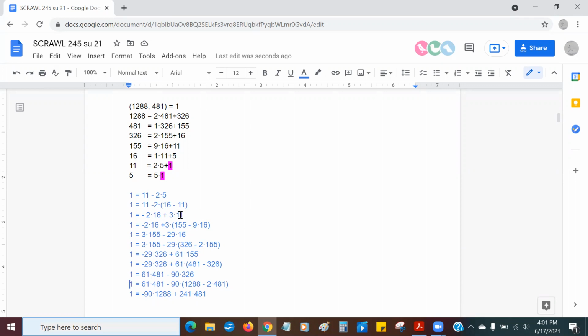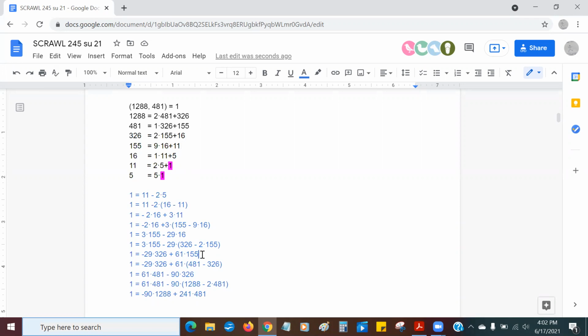Anyway, for 11, I substitute based on this line up here. I get 11 is 155 minus 9 times 16. Get rid of the parentheses, and I get 3 times 155 minus 29 times 16. And now I substitute 16 based on this line, which is 326 minus 2 times 155. Again, I multiply out the parentheses, and I have 1 is equal to negative 29 times 326 plus 61 times 155. Again, if you work that out, you'd see that would also work.